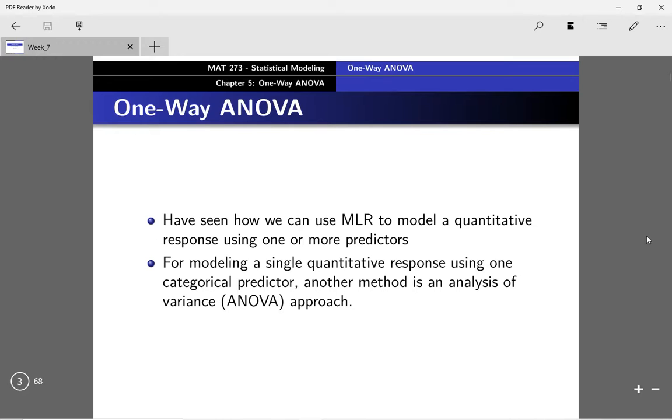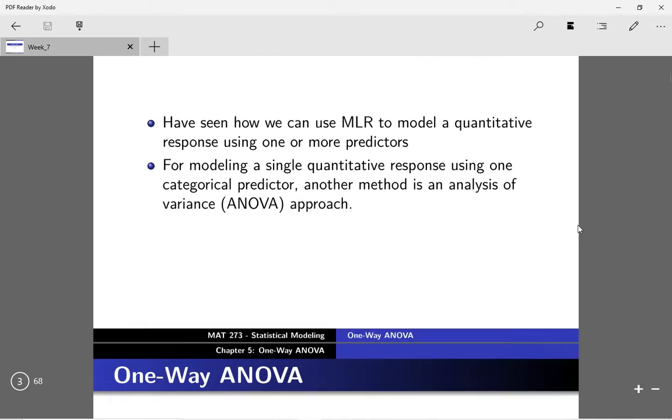Although personally, if I'm ever going to analyze a data set, I would just always use regression because it gives you the same results and it's, I think, more straightforward. But anyway, we'll cover it so that we can understand when other people use Anova.